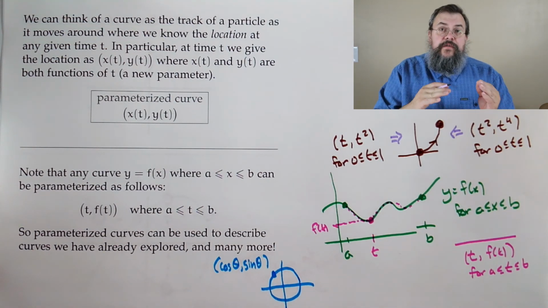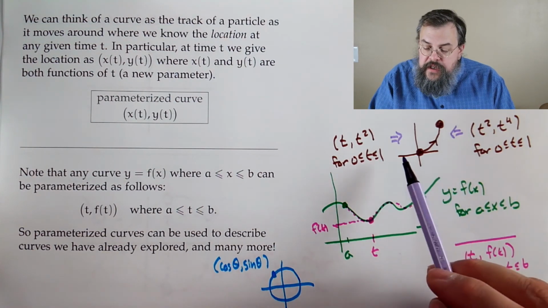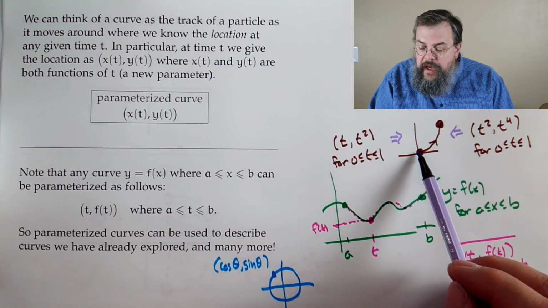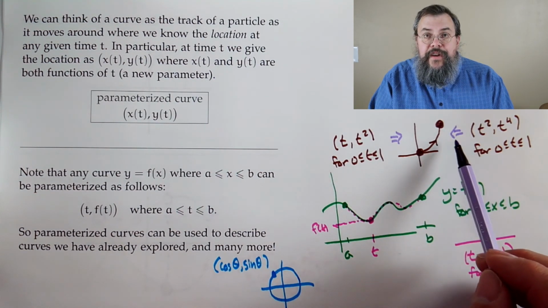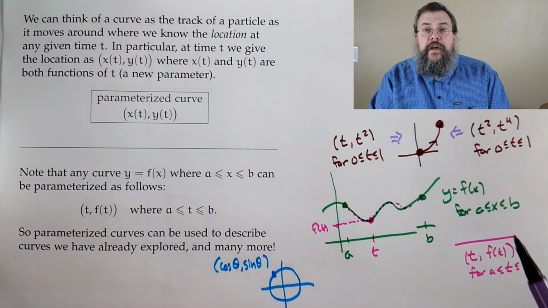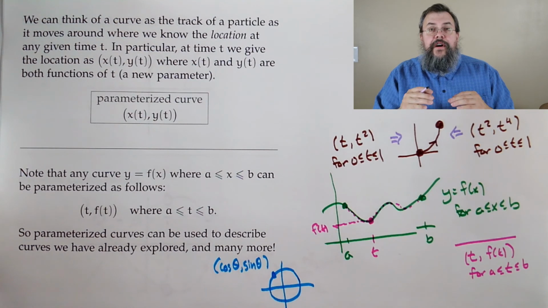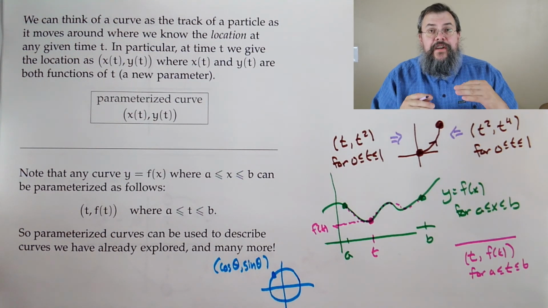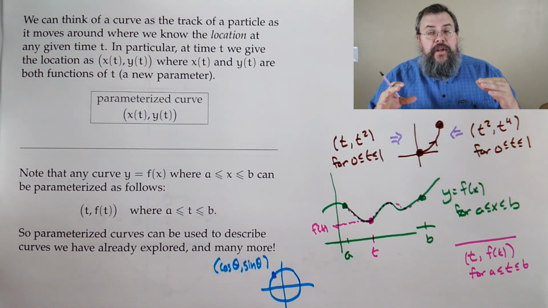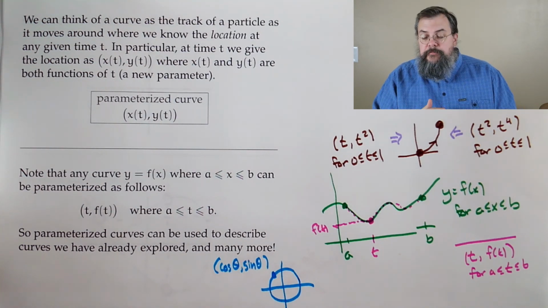Now there are differences. For instance, if you look at the first case, it moves at a constant horizontal speed. In this one, it says t squared. What will tend to happen is it's going to move a little bit slower at the start and pick up towards the end. So it's not quite a constant speed. Now that probably doesn't matter, but there are differences.